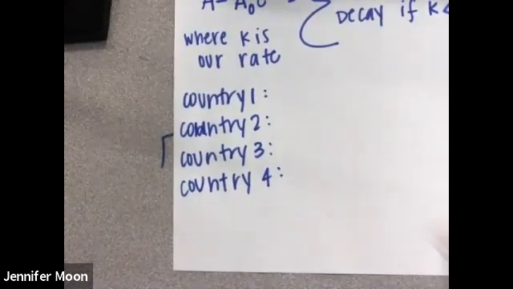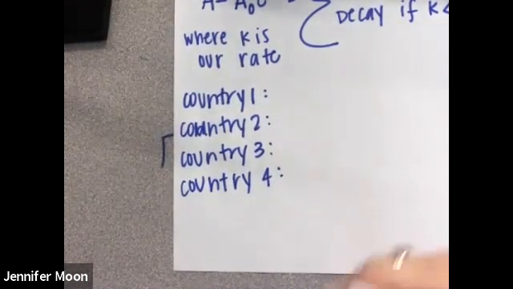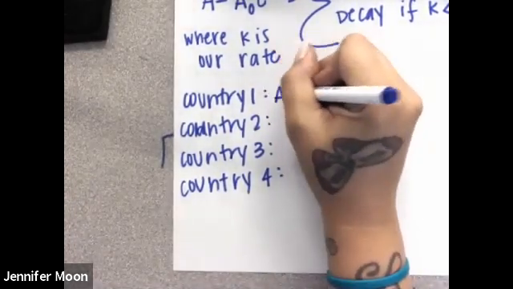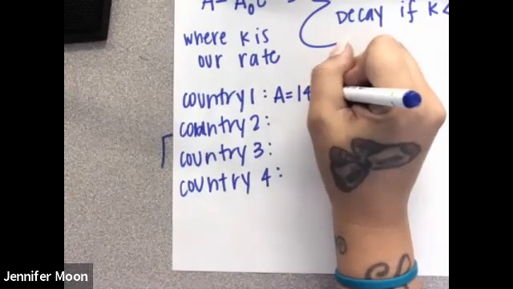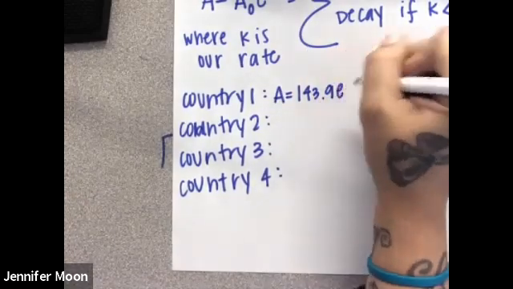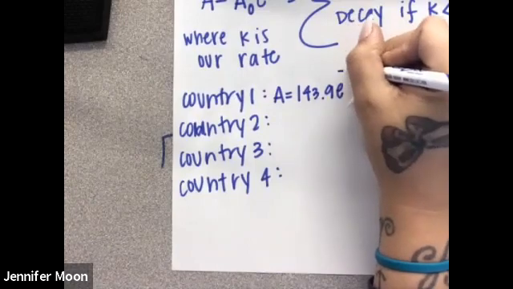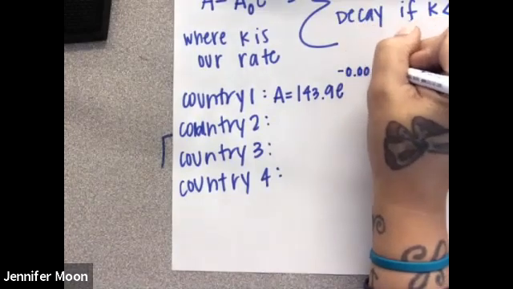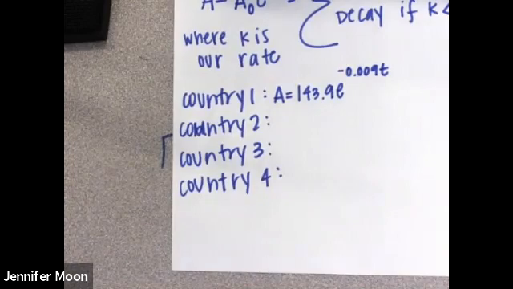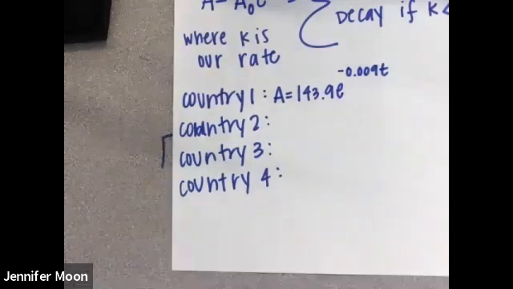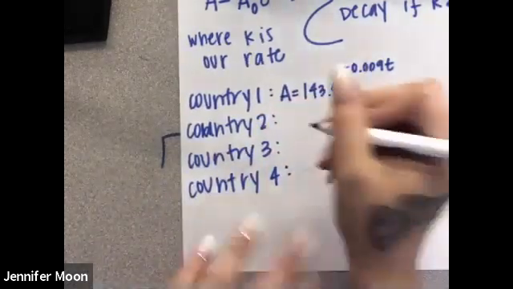Okay, so for country 1, the formula they give us that is used to find either their growth or the decay is A equals 143.9 times E to the negative 0.009 T. That makes sense? If he's asking you questions about country 1, that's what I use to find those answers. This one, I'm literally just going to show y'all how you can determine which has the greatest growth. The other problems will work more within a problem.